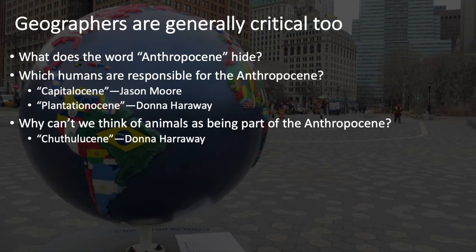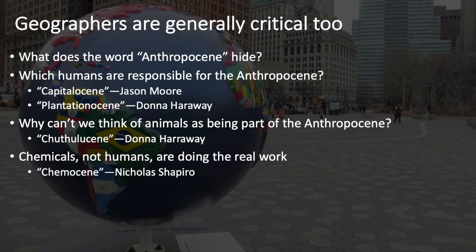Others say, why can't we incorporate animals into the Anthropocene? Why does it have to be a human-based epoch? And so Donna Haraway wrote an entire book called The Cthulhucene, which describes the way that animals and humans are working together to create this crazy geology, or geologic epoch, that we're living through. Other geographers say, well, maybe we should be focusing more on the chemicals that are the ones actually doing the work, and not the humans. And so let's refer to it as the Chemocene, as was first proposed by Nicholas Shapiro.